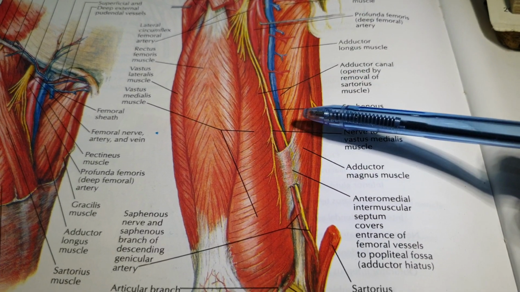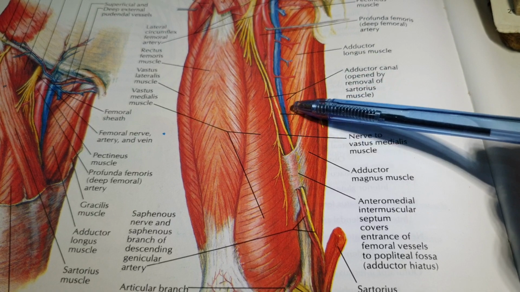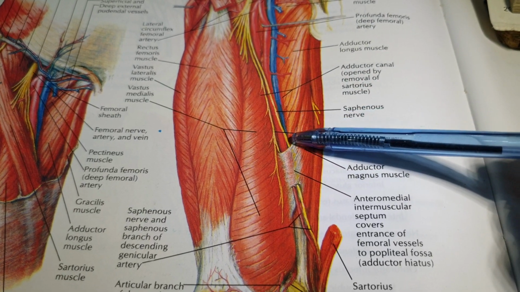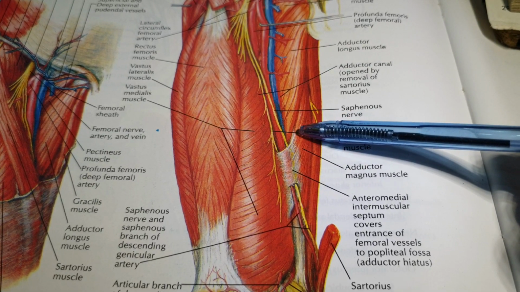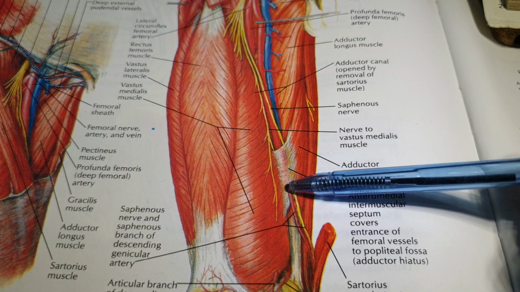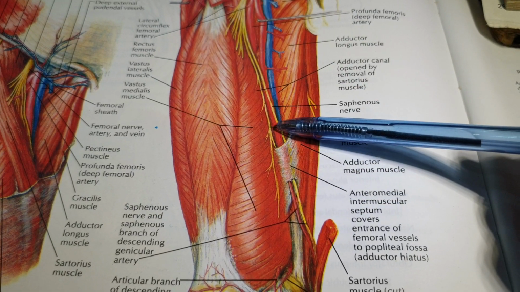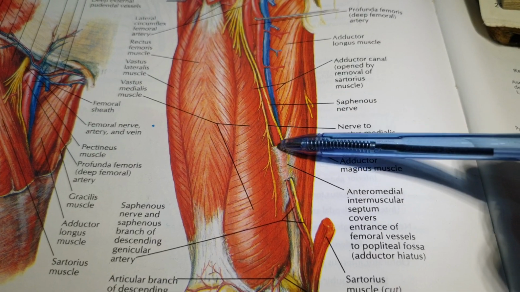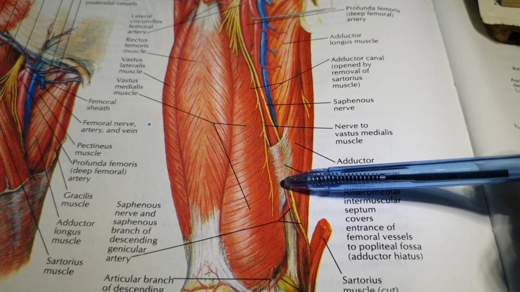If you try to see the posterior relations, you can see this is the adductor longus muscle. First, the artery is lying on the adductor longus. As the adductor longus ends, you can see the adductor magnus exposed. So the femoral artery now runs on the adductor magnus muscle. So first it is lying on the adductor longus, then it is lying on the adductor magnus.